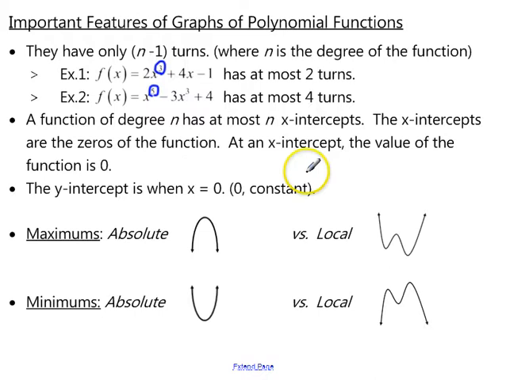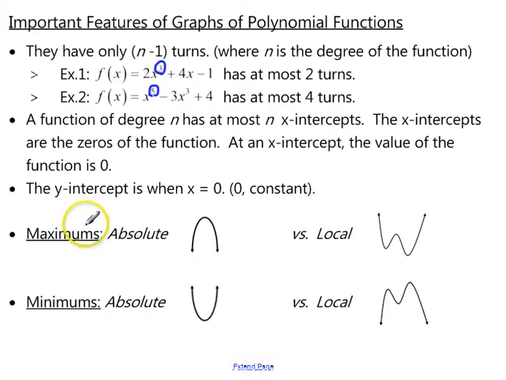So at an x-intercept, the value of the function is 0. Remember, we've talked about this before. In order to find an x-intercept, you want to solve for x when y equals 0. The y-intercept is when x equals 0. So your y-intercept will always be found as the coordinate point (0, the constant value). If there is no constant in the function, then it's 0.